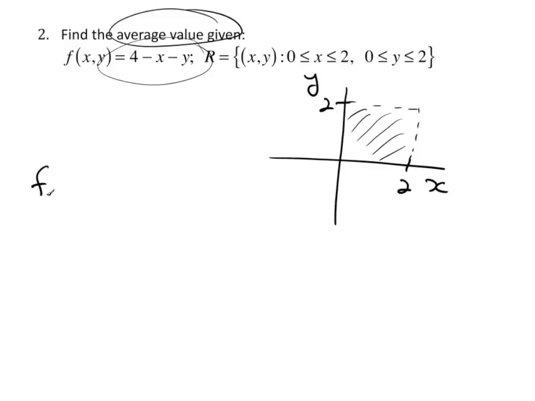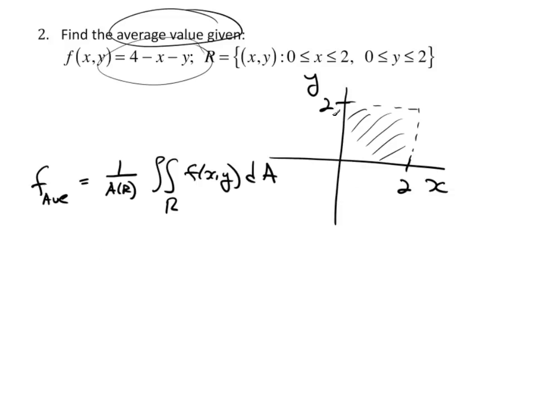So the average value, let's just say FAV, is going to be 1 over the area of the region, for lack of better notation, times the appropriate double integral over the region of f of xy dA, taking the antiderivative with respect to the area. So this is the general idea to find the average.